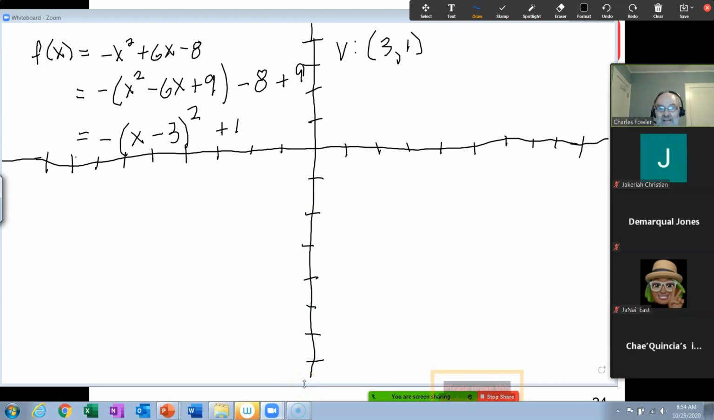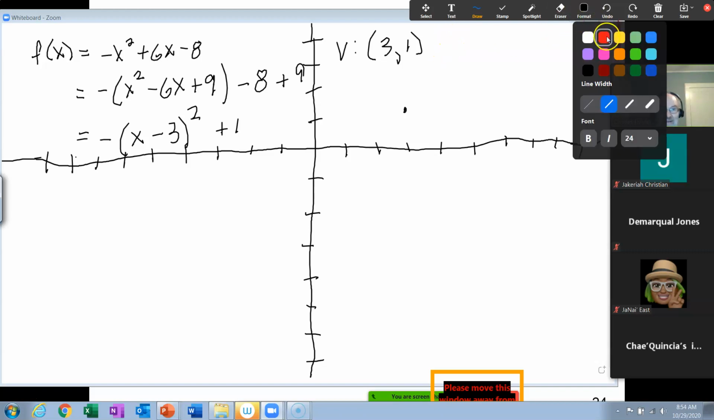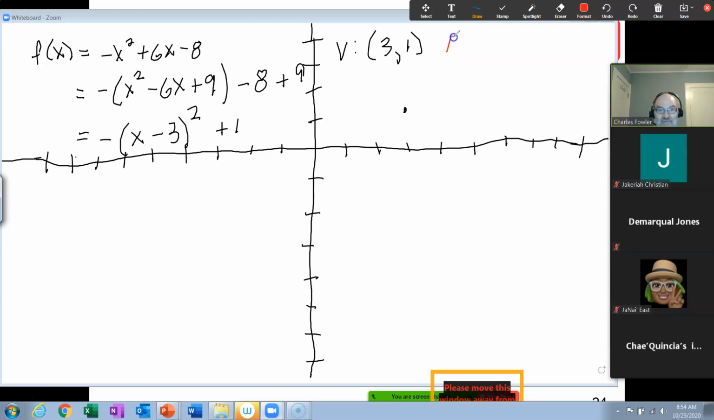Okay. Now (3, 1) is our vertex. Let's draw that in. Go 3 to the right and 1 up. There's your vertex right there. Now, as soon as you know that vertex, you also know your axis of symmetry. I'm going to make the axis of symmetry red, because that's what the book usually does. The axis of symmetry is x equals 3. Take that x component and make it x equals 3.